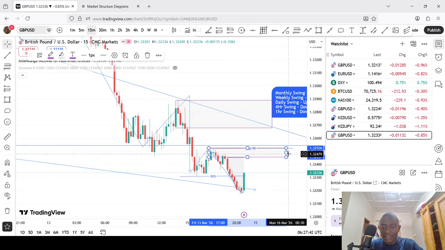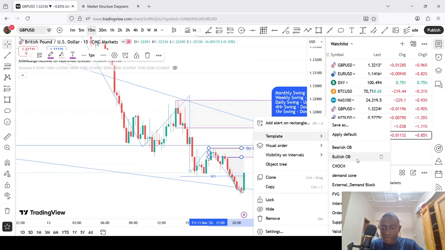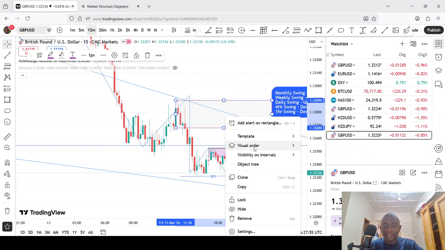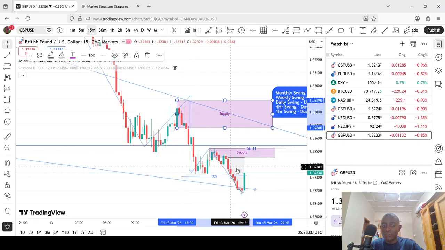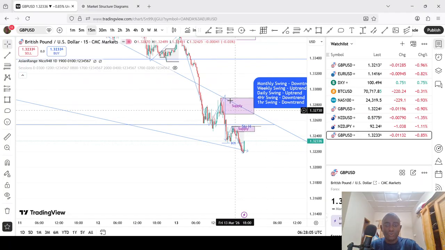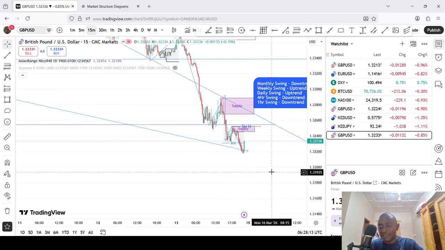Instead of just indicating supply, I can just double click my template, then I have supply. If you haven't watched my first video on TradingView, please try and do, because it's very necessary. Around these supply zones, I'm expecting that when the market gets to these points, I will just sell, I will just short.